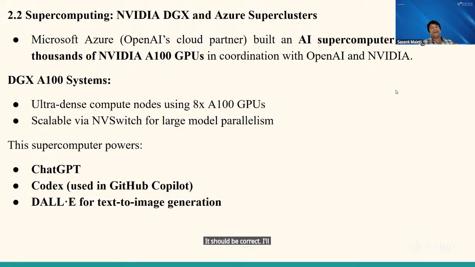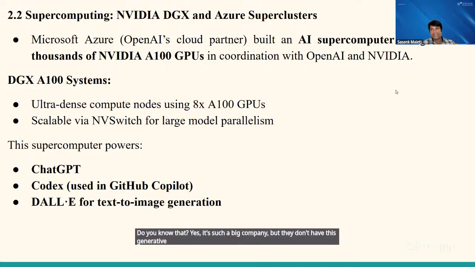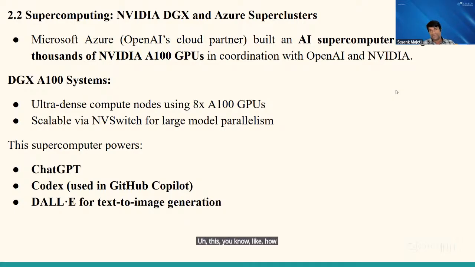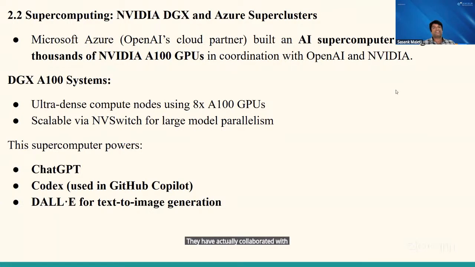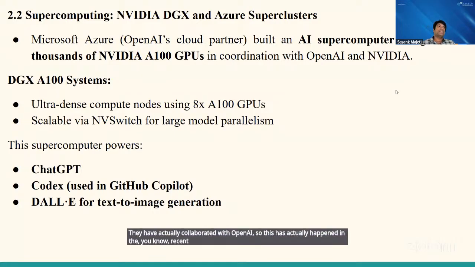I'll tell you why. Microsoft doesn't have a generative AI team. Do you know that? It's such a big company, but they don't have this generative AI team, the way Google has Google Brain team, which builds these technologies. Many people don't know this. So to stay in the competition of generative AI and to power their cloud services as well, they have collaborated with OpenAI. This has happened recently, because they felt that in the race of generative AI they had to stay ahead.